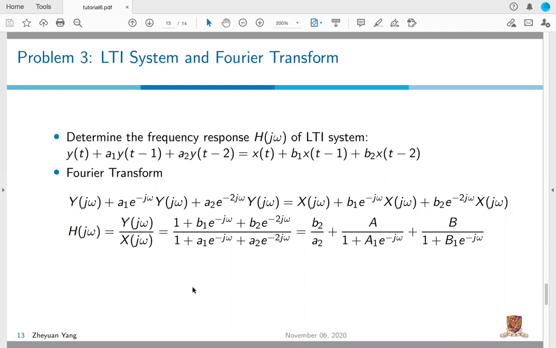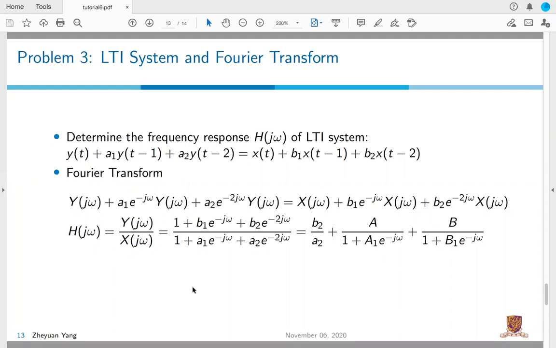If I ask for the time response, you need to convert H(j omega) back into h(t). So there are two ways you can convert it back. The first one is to use the inverse Fourier transform. So it is equal to 1 over 2 pi, the integral of H(j omega) times e to the power j omega t d omega. The second way is to use the pairs of the Fourier transform.